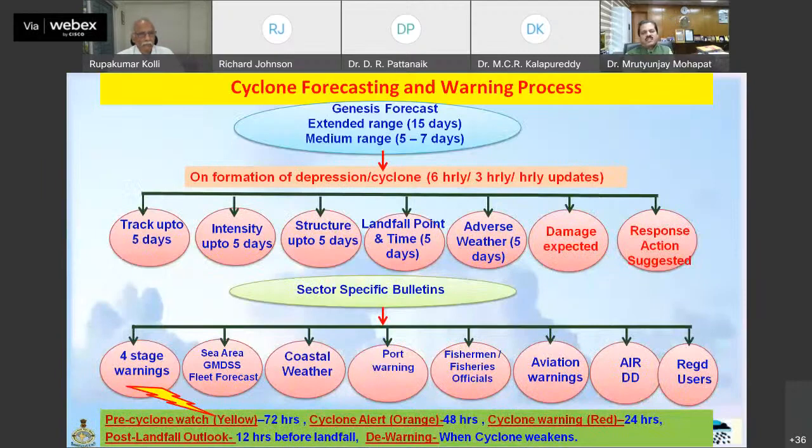Now, coming to the cyclone, which occurs during the monsoon season, especially during the onset phase and withdrawal phase, we have a very systematic approach that has developed over the period. We have a genesis forecast 15 days ahead, then 5 to 7 days ahead we have the medium range forecast, then it follows with the track forecast, intensity forecast, structure forecast, landfall point and time forecast, adverse weather warning, damage expected, and action suggested. The forecasts are very user-specific and sector-specific. They go to all disaster managers, coastal shipping, port warning, fisherman warning, aviation, public, media, etc., in different stages like pre-cyclone watch, cyclone alert, cyclone warning, post-landfall outlook, and of course, the de-warning.